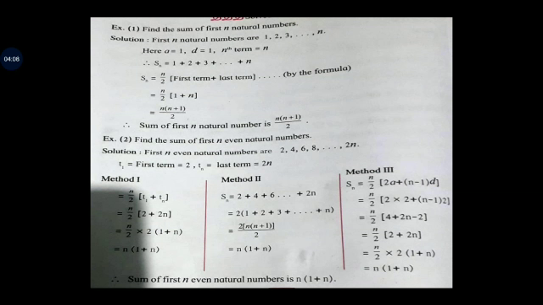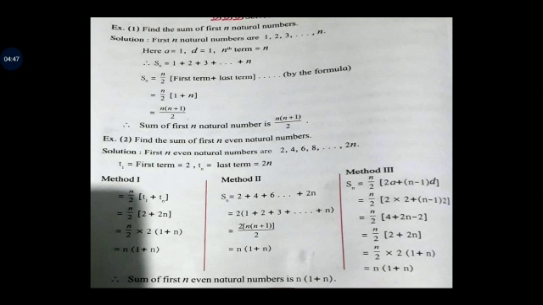Now see your next question. Find the sum of first n even natural numbers. Now what are even natural numbers? Even numbers are those divisible by 2. So those numbers are 2, 4, 6, 8 and so on. You have to find the sum of n even natural numbers. So your last term will be 2n. Here your first term is 2 and Tn, that is your last term, is 2n. Now see, I have used here 3 types of methods.